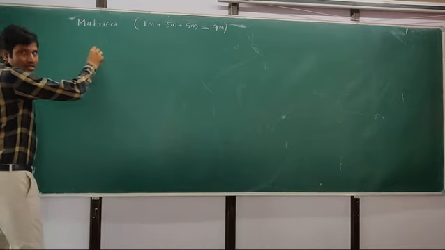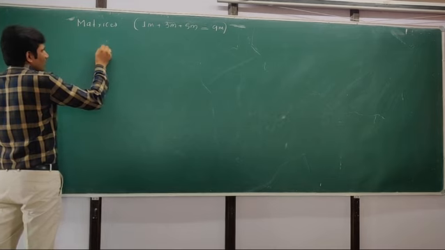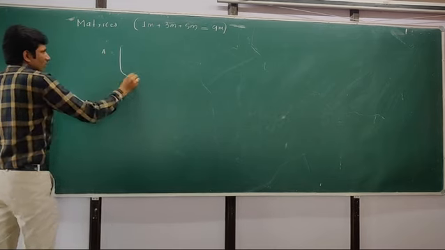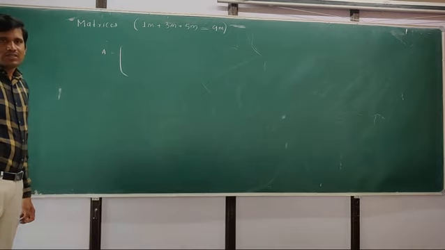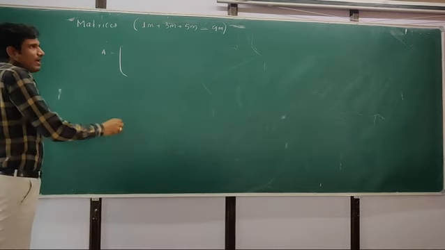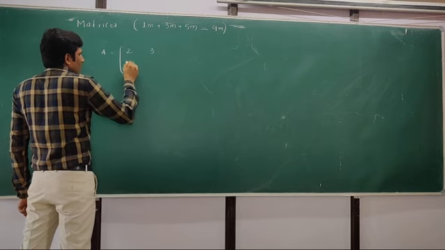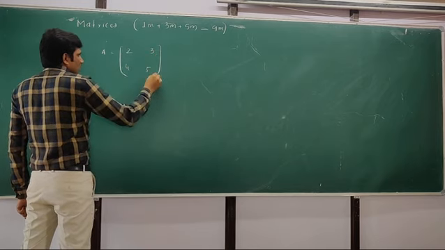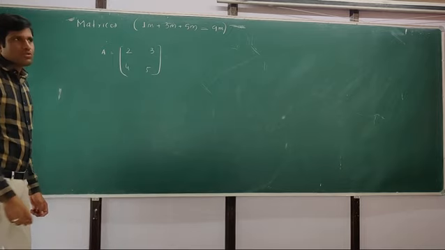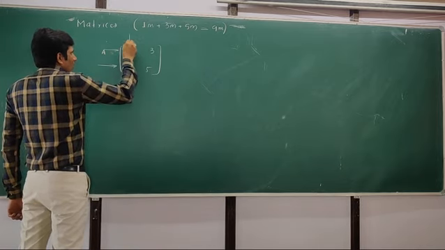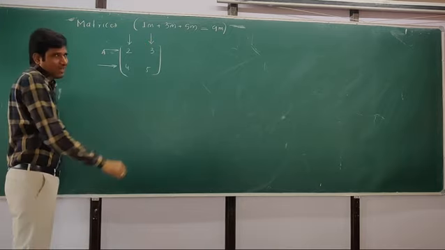A matrix is a rectangular array of numbers or functions. So what is the meaning of a rectangular array of numbers? The numbers are represented in horizontal lines and vertical lines. For example, here, 2, 3, 4, 5. Let us assume this is an example of a matrix. These numbers are arranged in terms of horizontal lines and vertical lines.